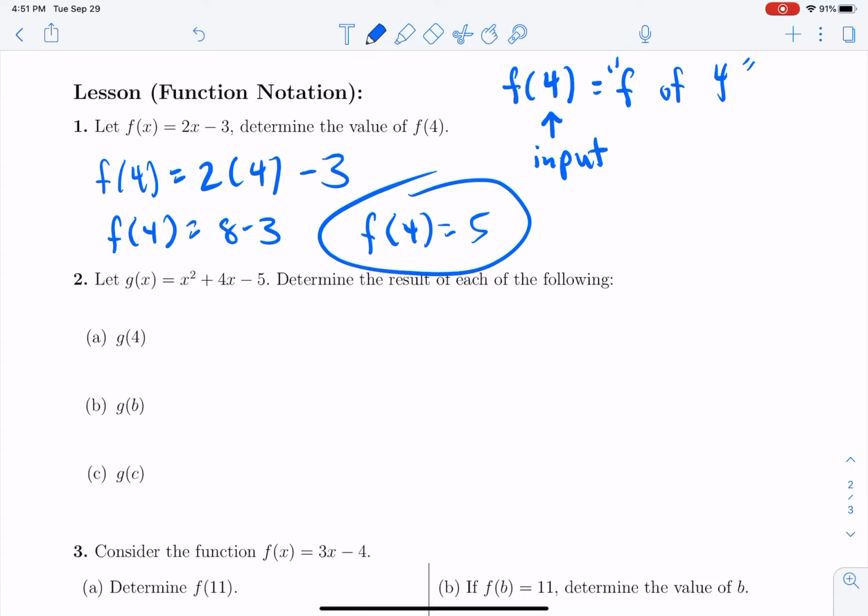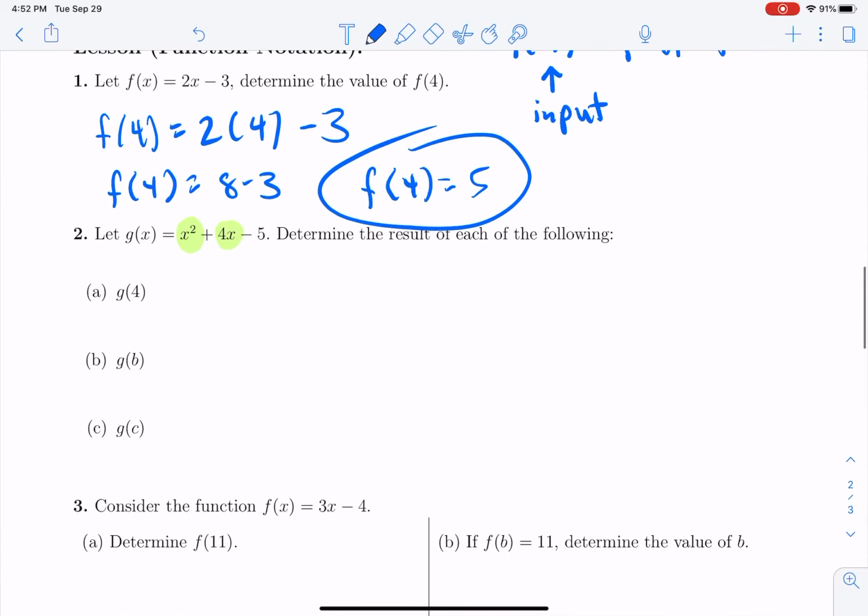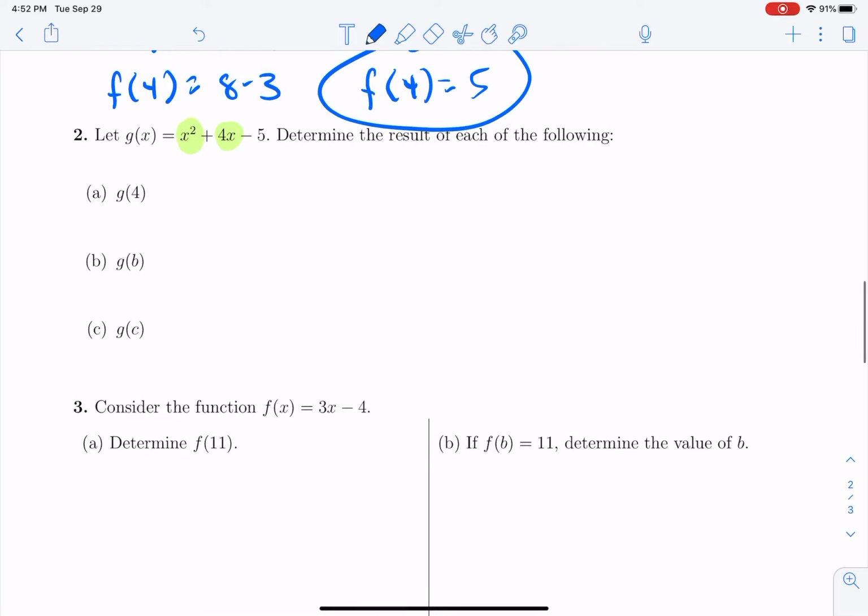All right, let's take a look at number 2. So let g of x equal x squared plus 4x minus 5. Determine the result of each of the following. What's the big difference in this equation and the first one? Well, you might say that there's an x squared. You might see that x appears in 2 different places in the equation. It is different, but only slightly so. The process remains the same. So for g of 4, I'm going to replace x with 4 in my equation.